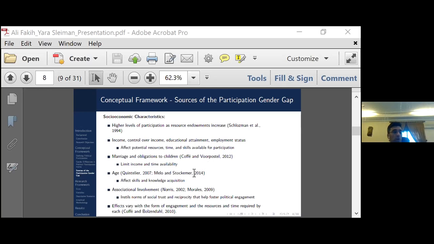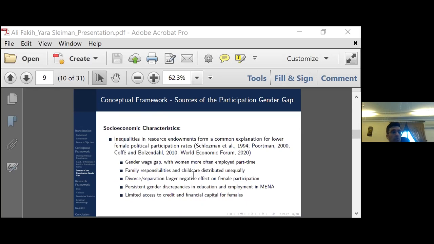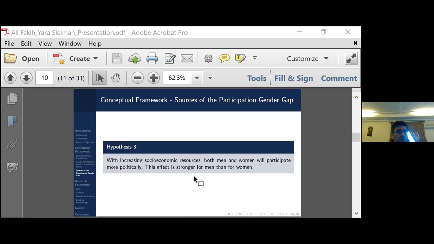We also use political attitude, which we'll mention in a moment. Based on socioeconomic characteristics, we derive our hypothesis number three: with increasing socioeconomic resources, both men and women will participate more politically. This is testing the null hypothesis, whether we reject it. We assume this effect is stronger for men than for women.